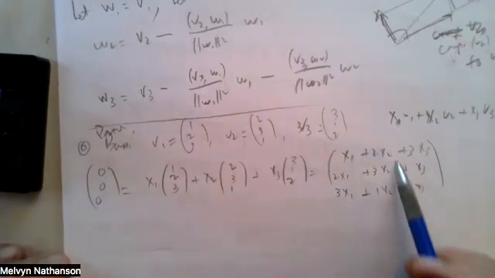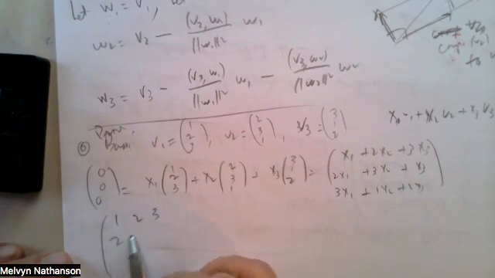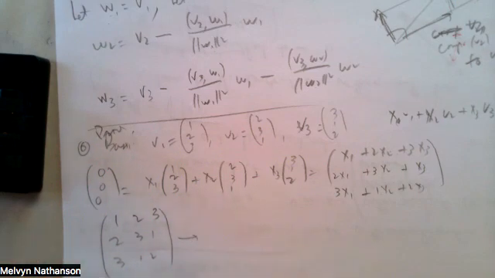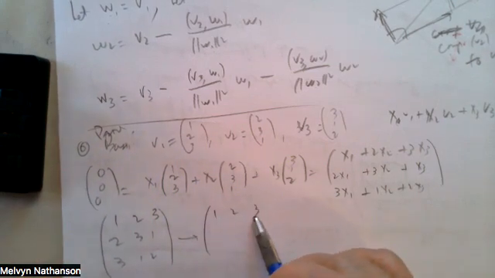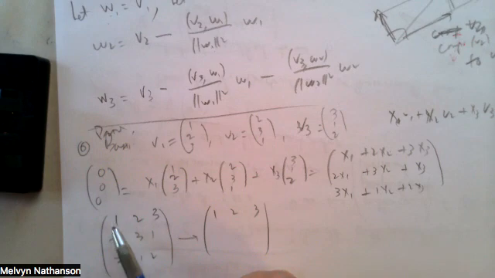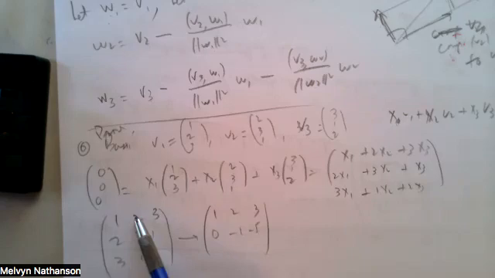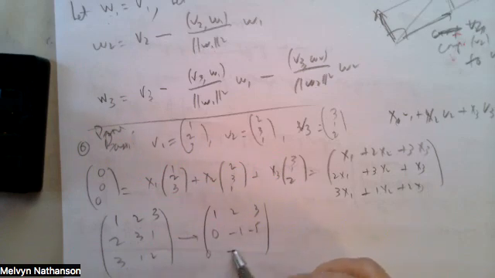If you write down the matrix of coefficients of these equations, 1, 2, 3, 2, 3, 1, 3, 1, 2, and we put it in reduced row echelon form, let's see, what do we get? 1, 2, 3, subtract twice the first row from the second row. 2 minus 2 is 0, 3 minus 4 is minus 1, 1 minus 6 is minus 5. Subtract 3 times the first row from the third row. 3 minus 3 is 0, 1 minus 4 is minus 3, 2 minus 6 is minus 4.